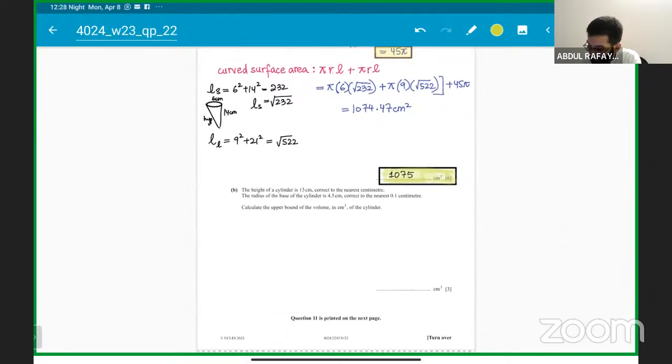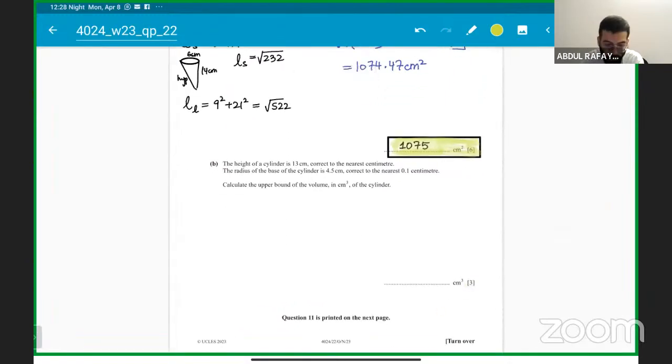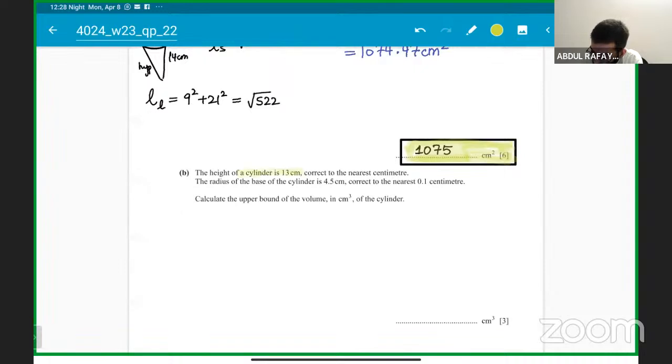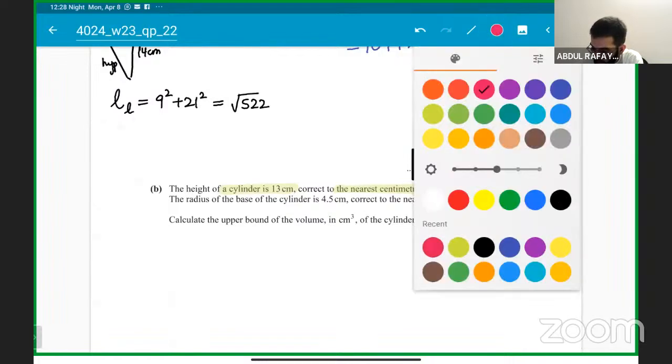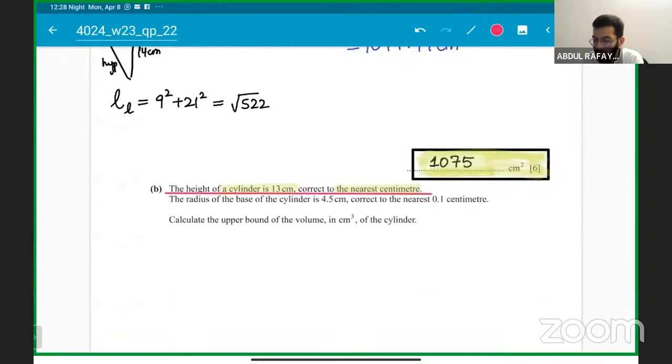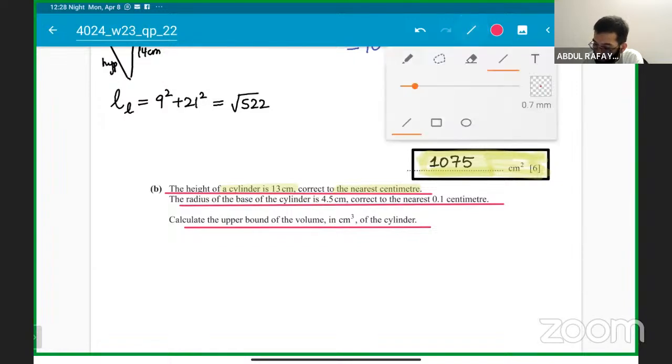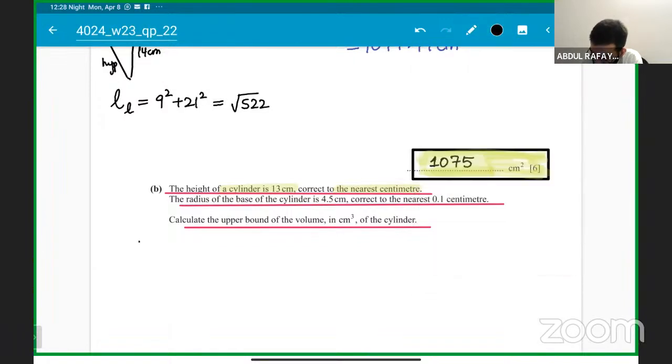Got it? The last part that we have for 3 marks for this question is, okay, the height of the cylinder is 13 centimeter, correct to the nearest meter. Now the question has changed, it's part B. The talk of the cylinder has started: the height of the cylinder is 13, the radius is given, and we have to calculate the upper bound of the volume of the cylinder. It's not difficult, it's an upper bound question they are testing. So you must remember the volume of a cylinder, that is pi r square times height, pi times radius square times height.